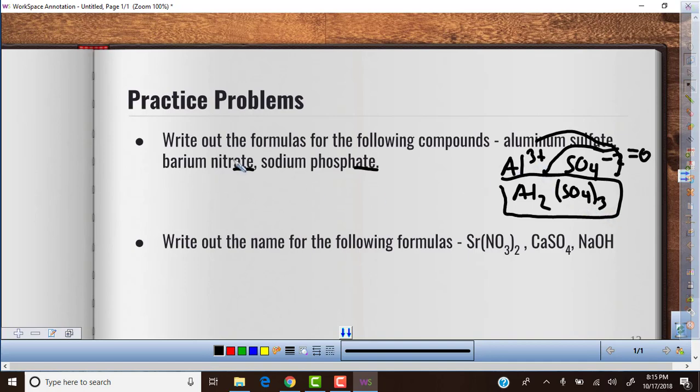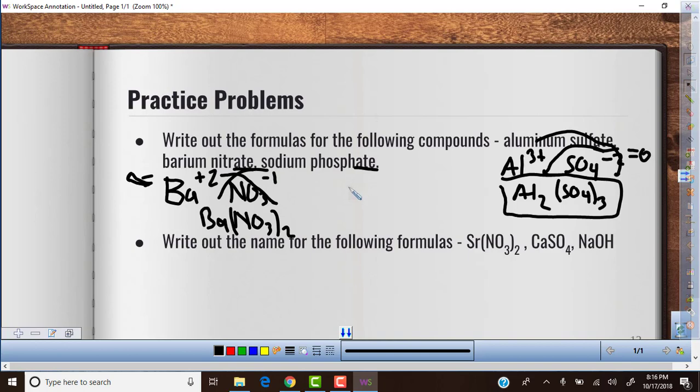Let's look at barium nitrate. Barium is a 2+. Nitrate, NO3, is a 1-. So again, we crisscross our charges. We have to balance these charges out to equal 0. So this is going to be Ba(NO3)2. Okay? So again, the 2 goes down here and the 1 goes down there.